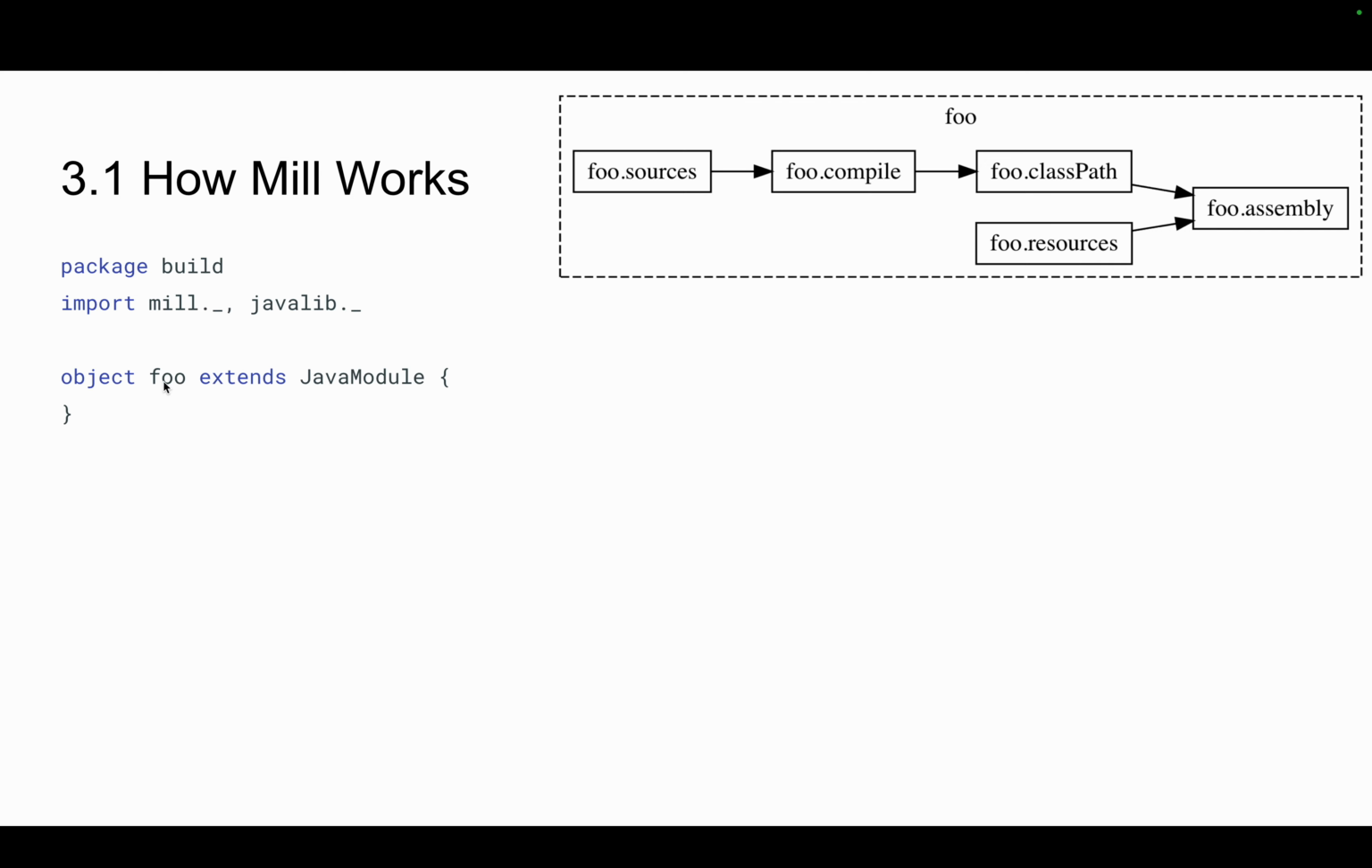And object foo is literally a Scala object, and Java module is literally a Scala trait. And like any object inheriting from a trait, you inherit all the methods. Like in this case, a simplified version is sources, compile, class path, resources, and assembly. And they call each other. The data flows through, the sources get passed to compile, get passed to class path, get passed to assembly, and so on. You already know how method calls work and call graphs work, and you know how inheritance works. So this should not be surprising.